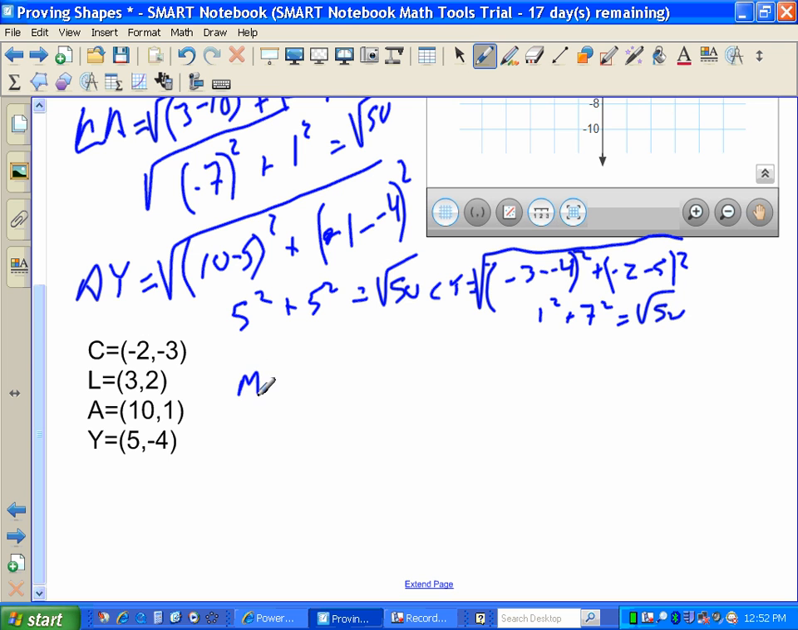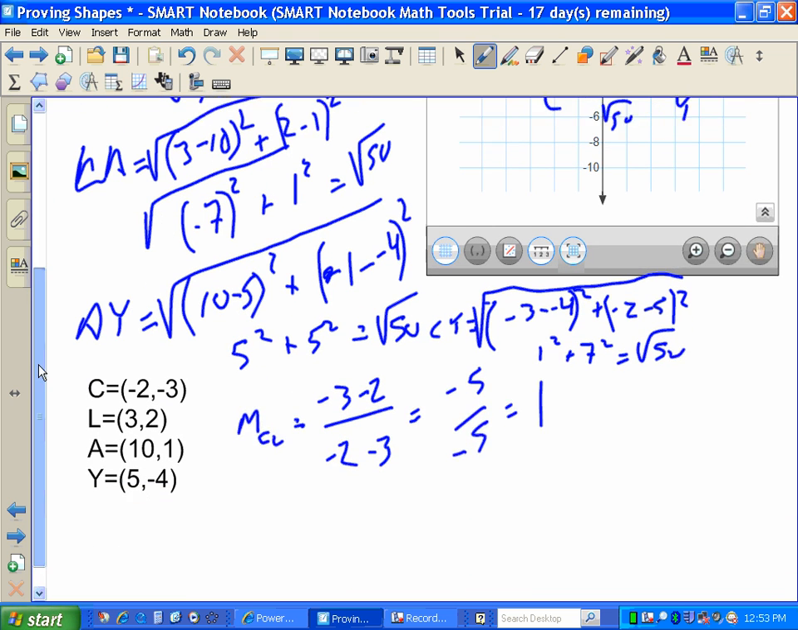So the slope of CL is negative 3, subtract 2. That's my change in Y. Negative 2, subtract 3. So this turns out to be negative 5 over, let's see, did I do that right? Negative 3 over 2. Negative 2 minus 3 over negative 5. So my slope there is 1. Does that look like a slope of 1? Well, it does, doesn't it, sort of, okay?